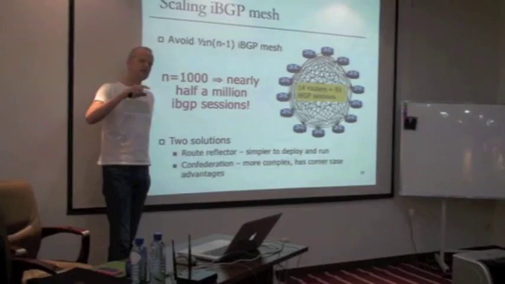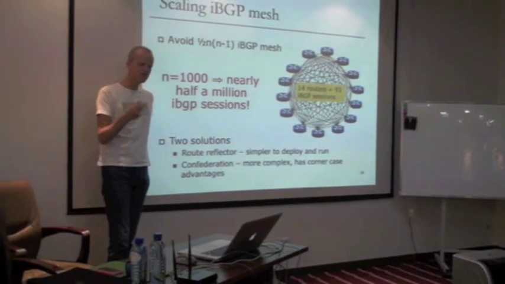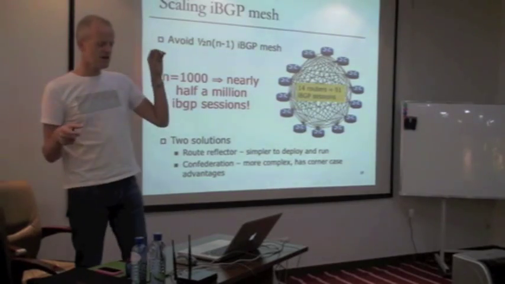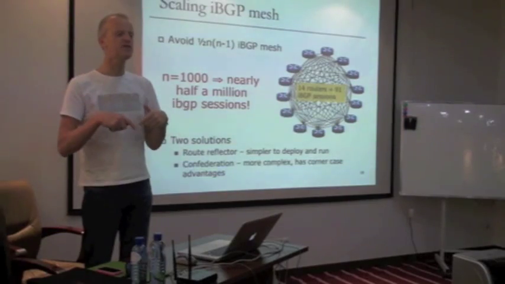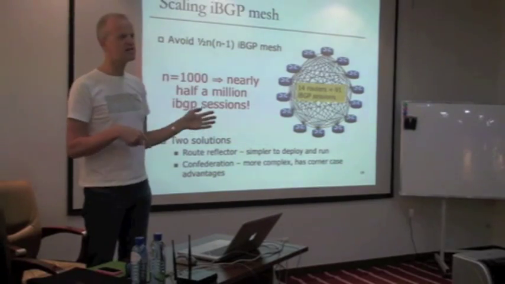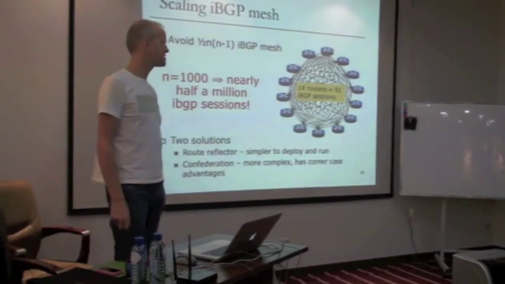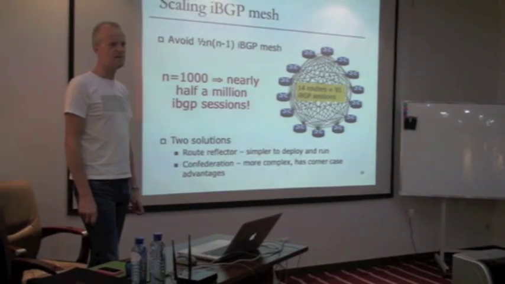And what that did was divide the network up into pieces. And I'll show you the confederation next. Divided the network up into pieces, lots of sub-autonomous systems that then peered with each other, but at the edge of the network, when they talked to other ISPs, they pretended that there was still one AS. So it was a bit of an ugly hack, but it actually worked.